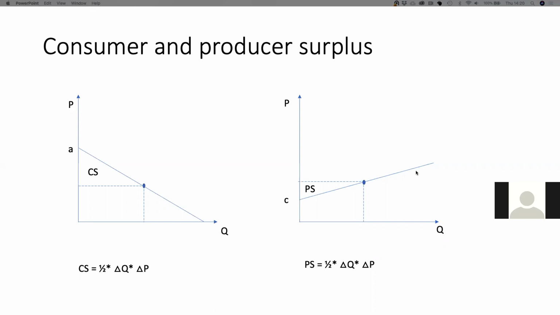Is there somebody who can answer what the producer surplus is? So similarly to the consumer surplus, it is the difference between what it costs the producer to produce something and the price they are getting for the same product from the market. So is that clear? What they get from the market minus what it costs them. So that's the idea of how much they can earn extra beyond their cost. So that's what producer surplus is.